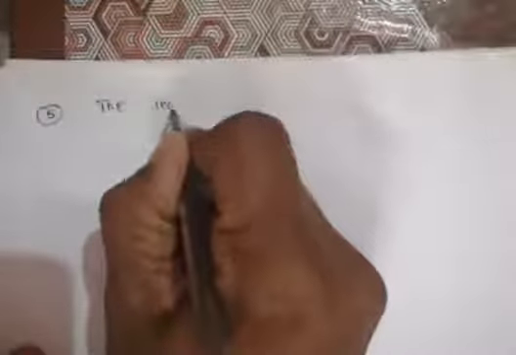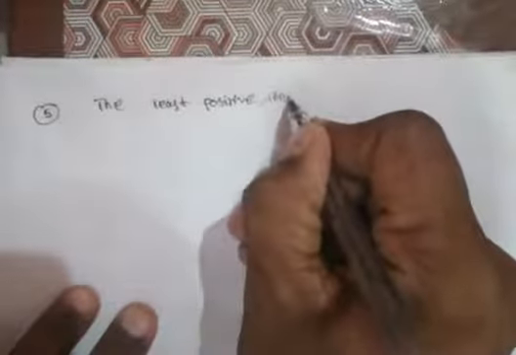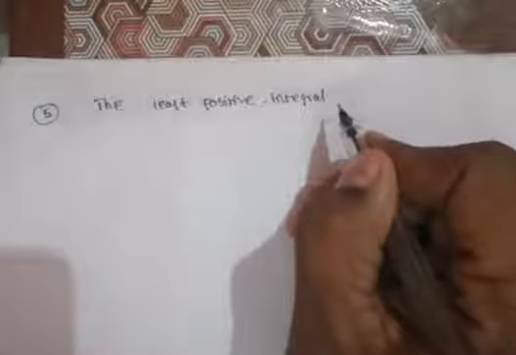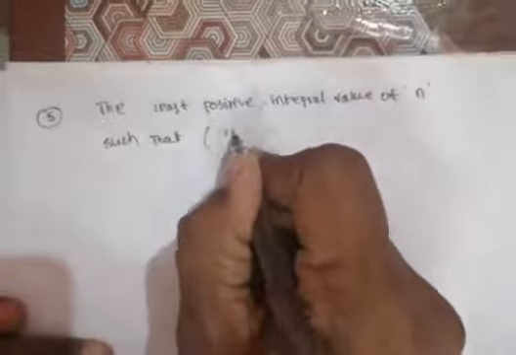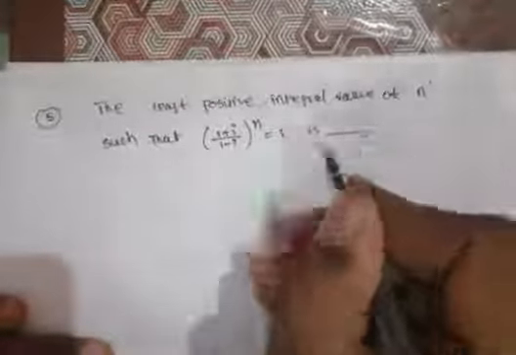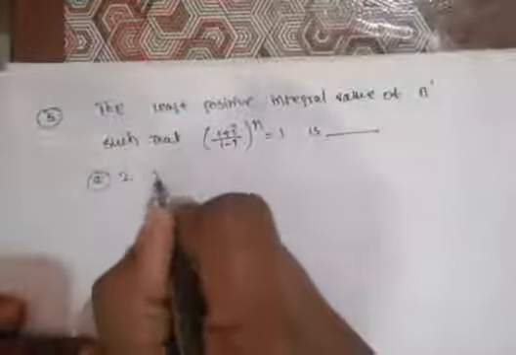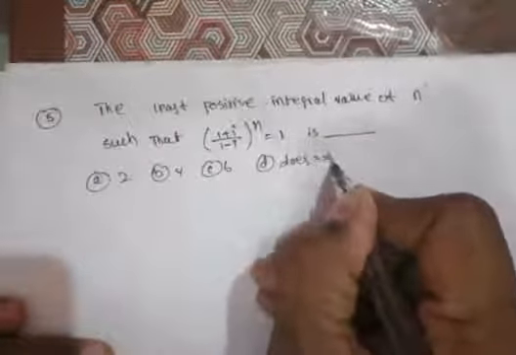Coming to the next problem: the least positive integral value of n such that (1 plus i by 1 minus i) whole to the power of n is equal to 1 is: option A, 2; B, 4; C, 6; D, does not exist.